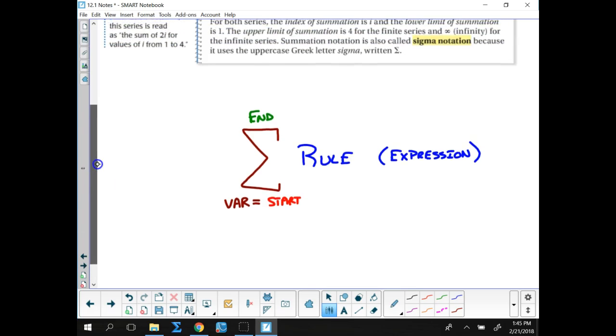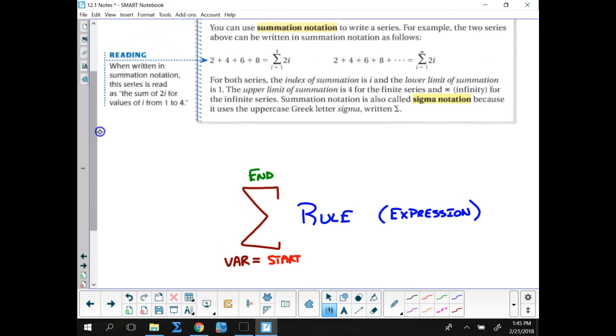Now, the actual wordage to go along with them: the index of summation here, that is your variable. The lower limit of summation, that is your start. The upper limit of summation is your end.